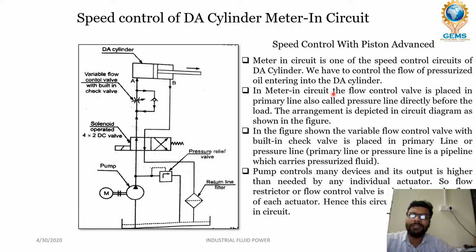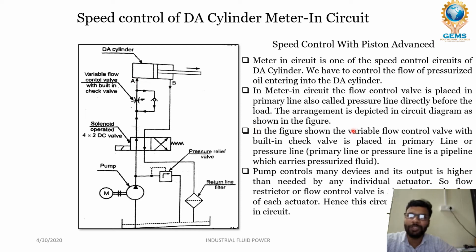So in metering circuit, the flow control valve is placed in the primary line. Here, this is the flow control valve which is placed in the primary line. This is the main line. So this flow control valve is placed in the primary line, also called the pressure line, directly before the load. It means before the load, this is the actuator, this is before the load.